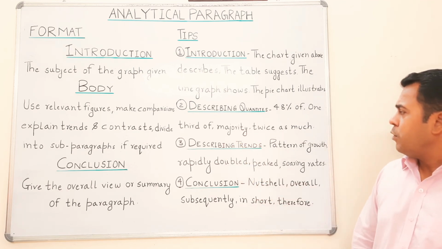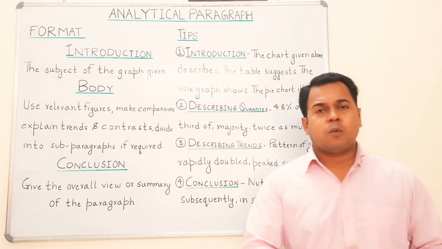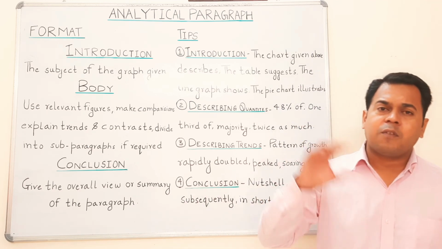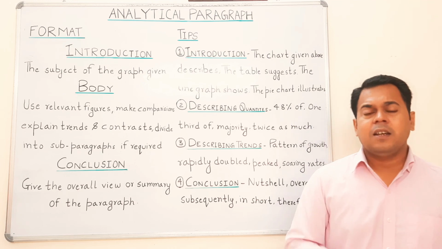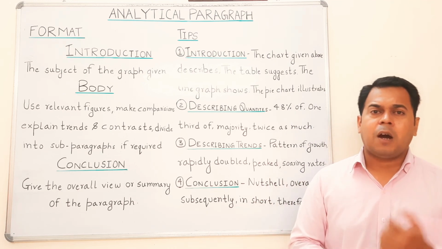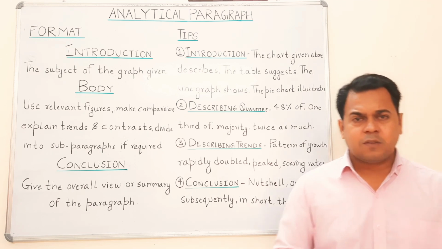Then, third, majority twice, like you can say that one third of the population is old people, who are affected very easily by this virus. They should not come outside of their homes, so you can give suggestions.